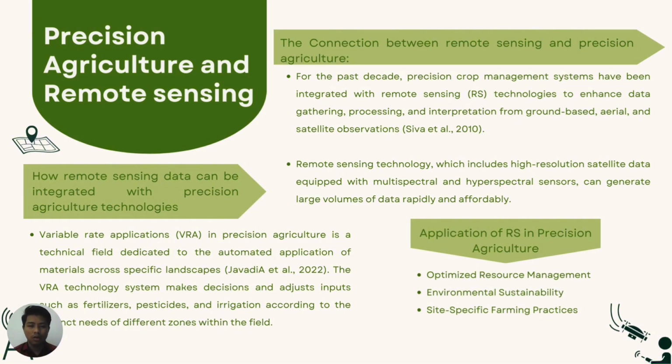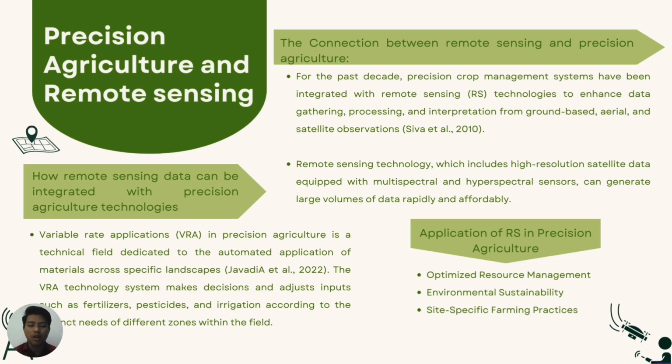And now I will talk about the connection between remote sensing and precision agriculture. For the past decade, precision crop management systems have been integrated with remote sensing technologies to enhance data gathering, processing, and interpretation from ground-based, aerial, and satellite observation. Remote sensing technology, which includes high-resolution satellite data equipped with multispectral and hyperspectral sensors, can generate large volumes of data rapidly and affordably. How can remote sensing data be integrated with precision agriculture technology?